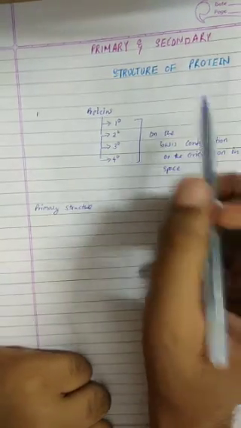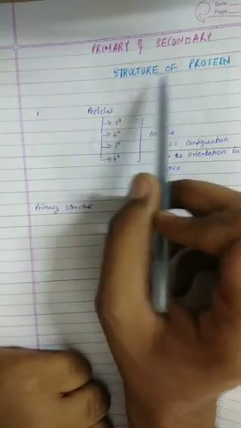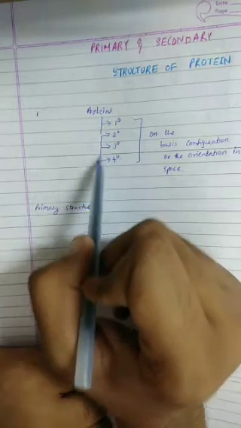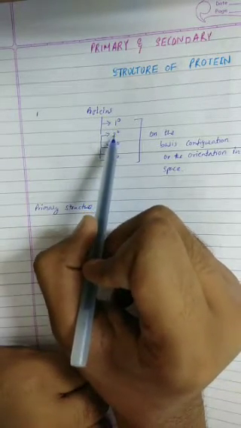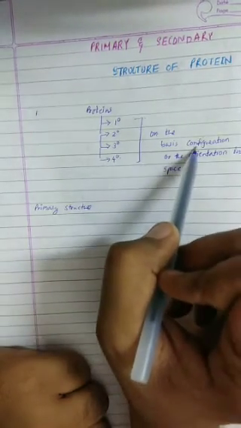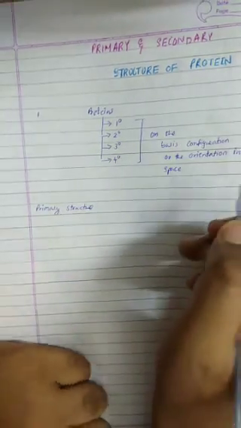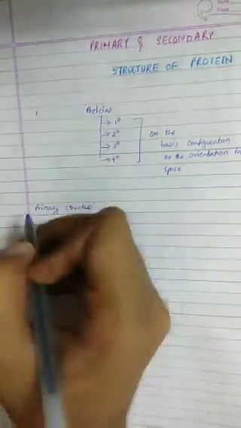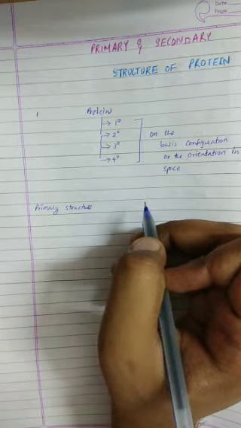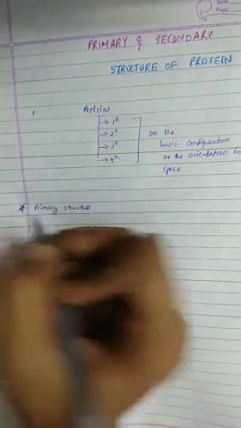Hello students. We are discussing the primary and secondary structure of protein. Proteins are divided into four classes: primary, secondary, tertiary, and quaternary, on the basis of their configuration and orientation in space. First of all, we are concentrating on the primary structure and secondary structure of protein. What does the primary structure of the protein indicate?